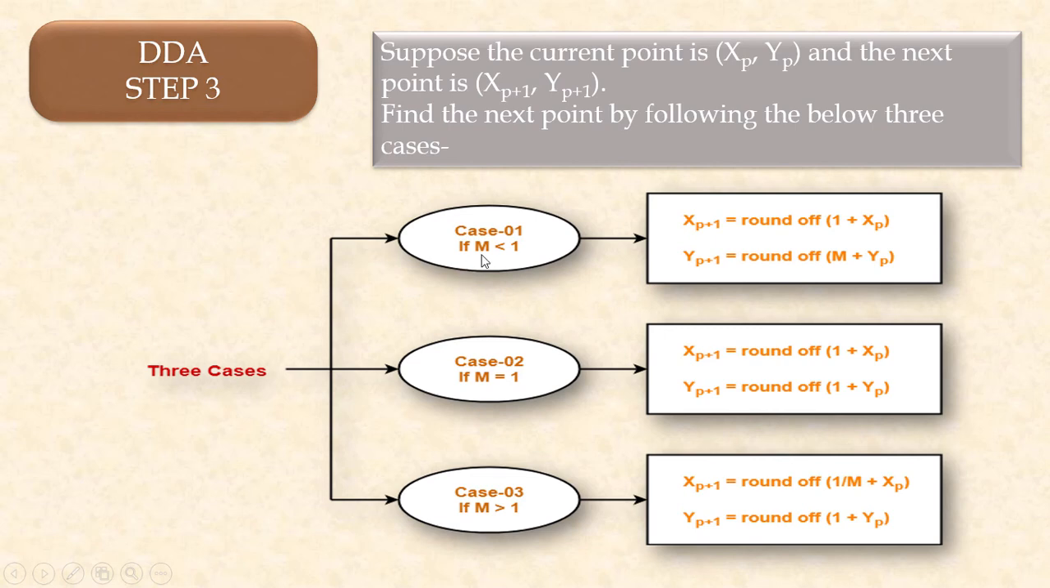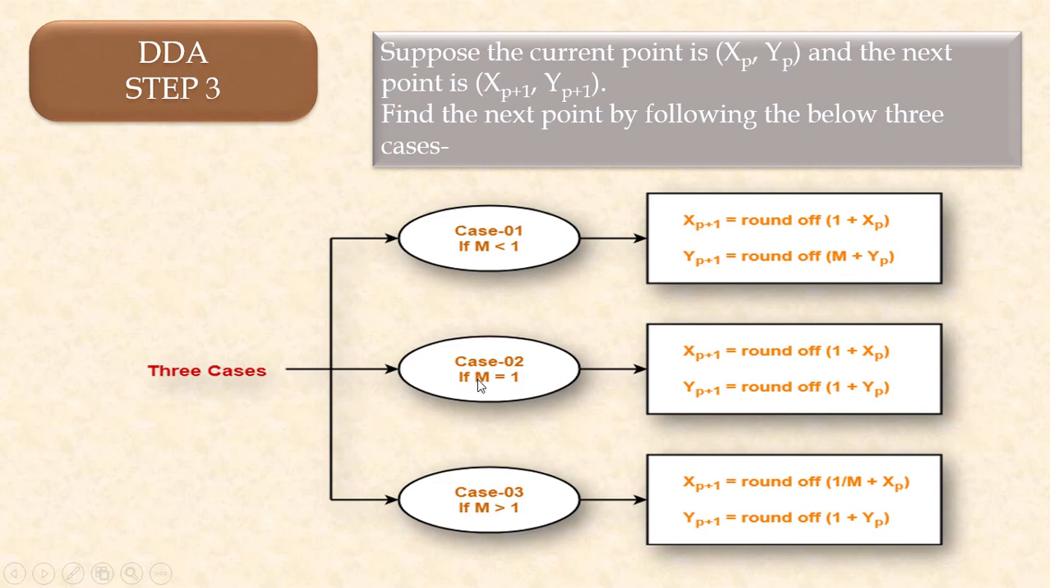So what is the slope? If the slope is less than 1, then for the next point, the x coordinate value is obtained by incrementing the initial value xp by 1, and the y coordinate value of the second point will be the round of yp plus m.